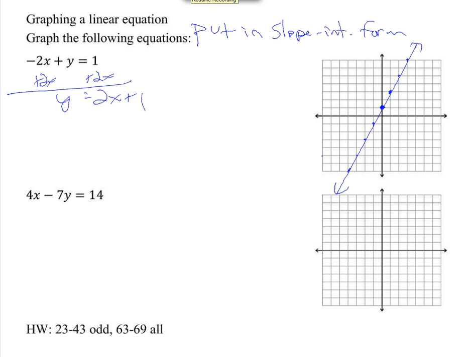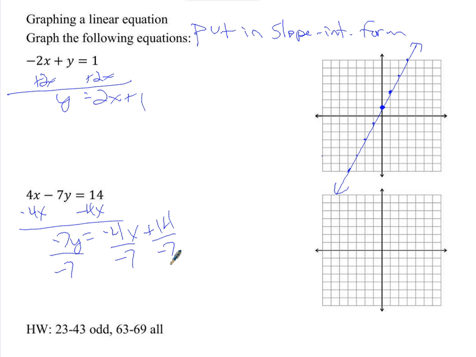All right, let's get this second one set up in slope-intercept form. Subtract 4x, like it. Negative 7y equals. Okay, now what? Good, divide both sides by negative 7, each individual little thing, and I get y equals positive 4/7 x minus 2. Where do I start?